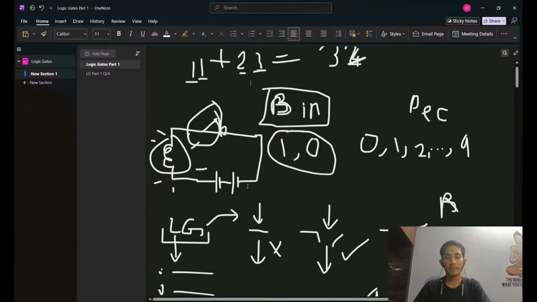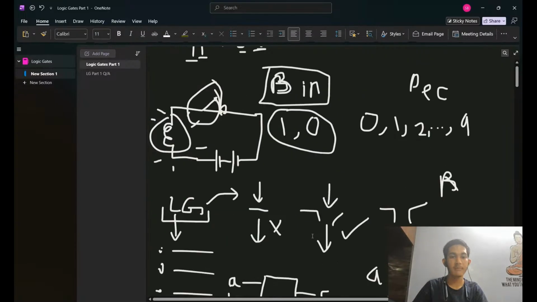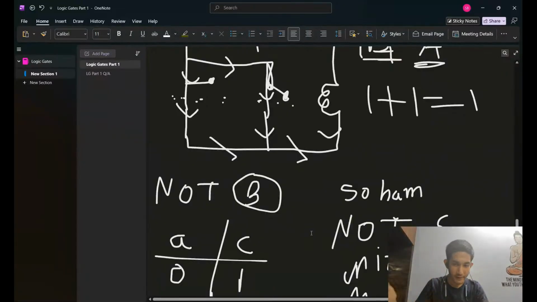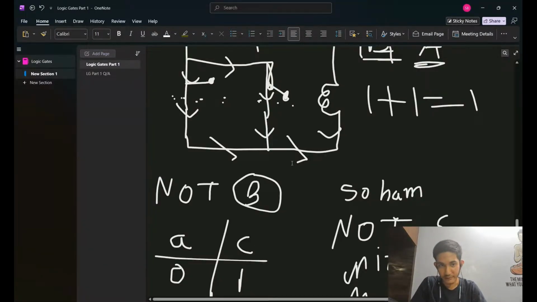So yeah, this is a buffer. It simply repeats whatever input you give it, and that's about it. That is actually part 1. So sorry if you clicked on this video thinking I will explain everything about logic gates. I may have to rename it, but it is part 1.